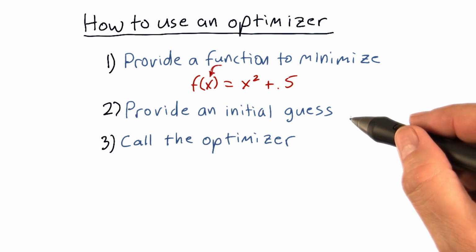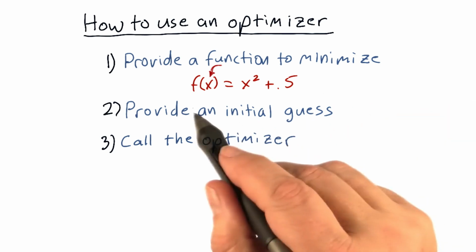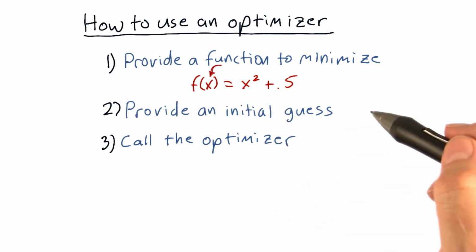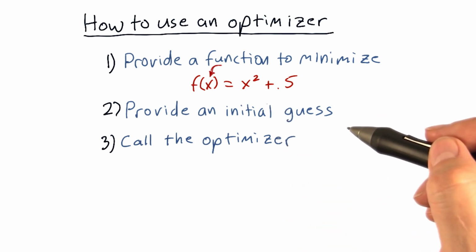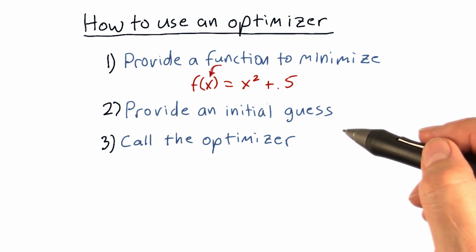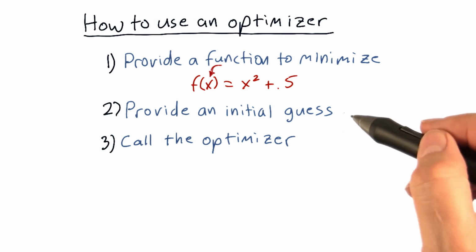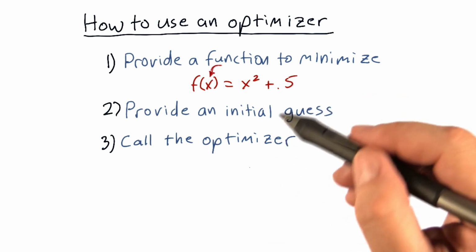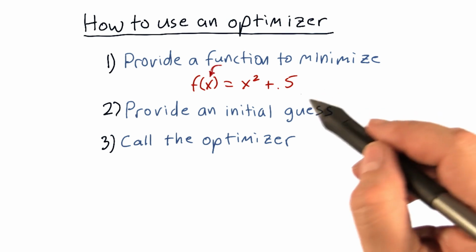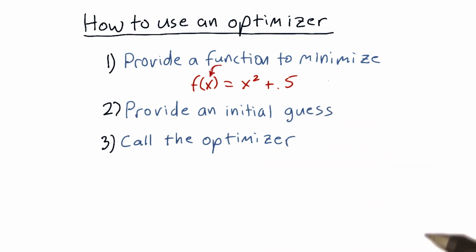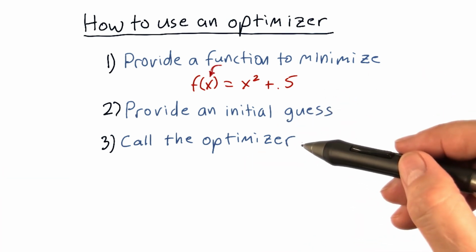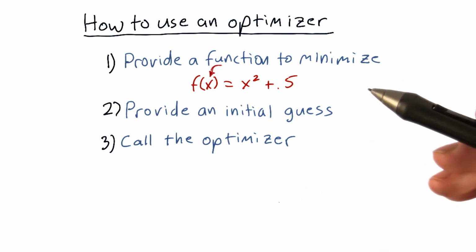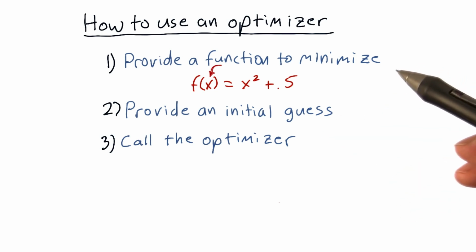You also need to start with an initial guess for x that you think might be close to the solution to the problem. If you don't really know, then you can choose a random value or just some standard value. But then the optimizer starts with that guess, and it repeatedly calls the function, tests different values, and narrows in on the solution. Finally, you call the optimizer with these parameters and stand back while it searches for the minimum.